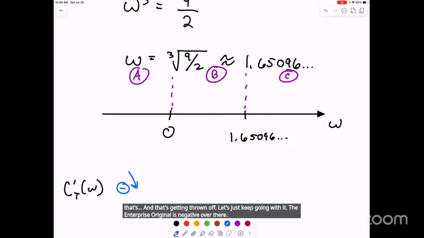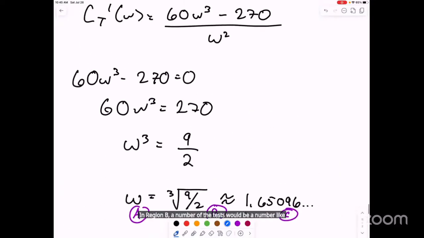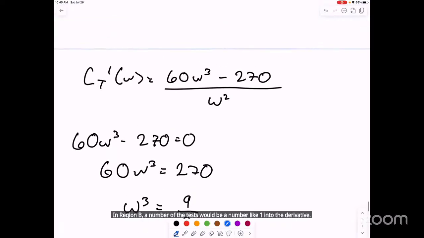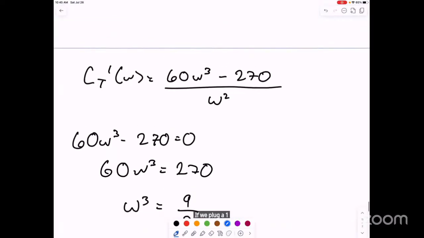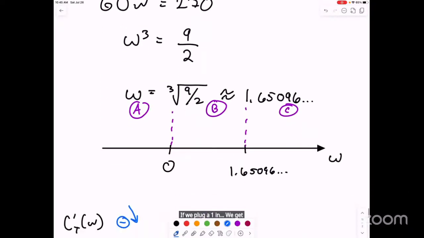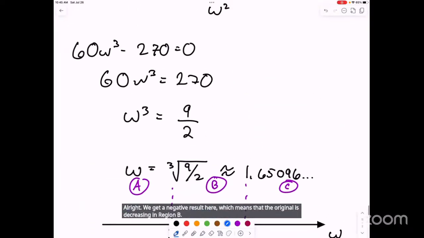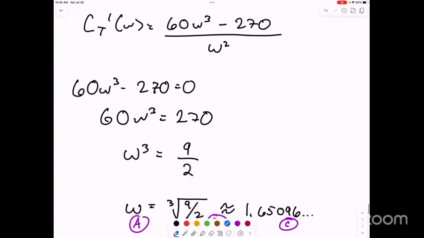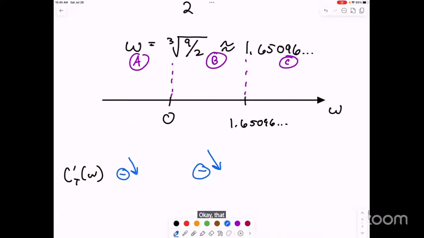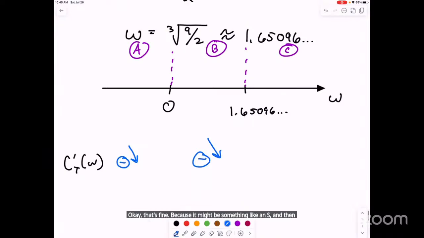In region B, a number to test would be a number like 1 into the derivative. If we plug a 1 in, we get a negative result, and that's fine. All right. We get a negative result here, which means that the original is decreasing in region B. Okay, that's fine. Because it might be something like an S, and then the minimum is our critical value.